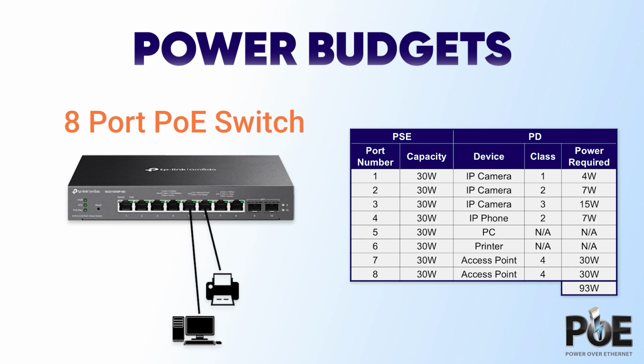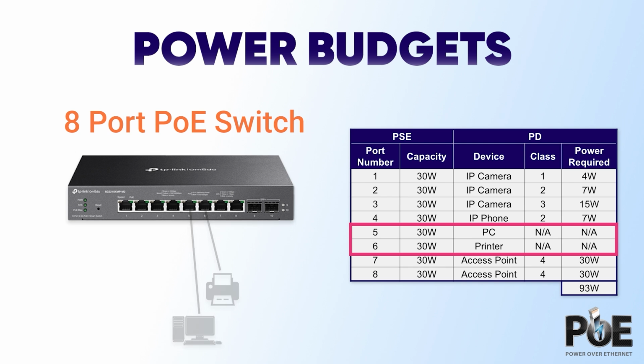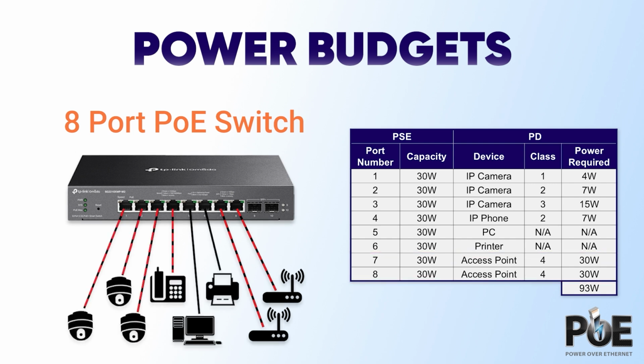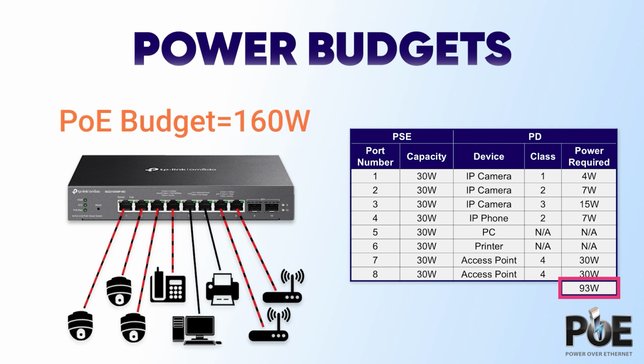Ports 5 and 6 are connected to a PC and printer. These are non-PDs, therefore they need no power from the switch. Ports 7 and 8 are connected to Class 4 wireless access points, each requiring 30 watts of power. The total required power draw sums to 93 watts. The PoE switch selected has a power budget of 160 watts, which is sufficient for this network. This also leaves a power surplus to accommodate potential changes in the future.